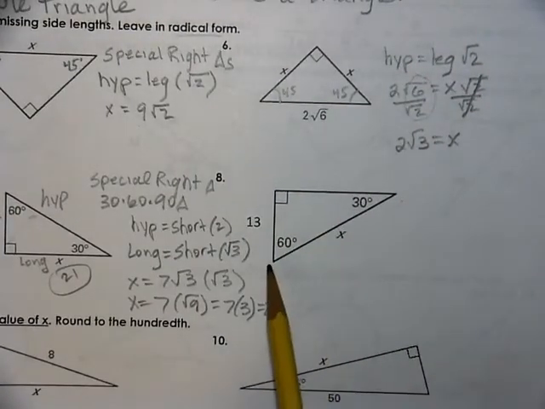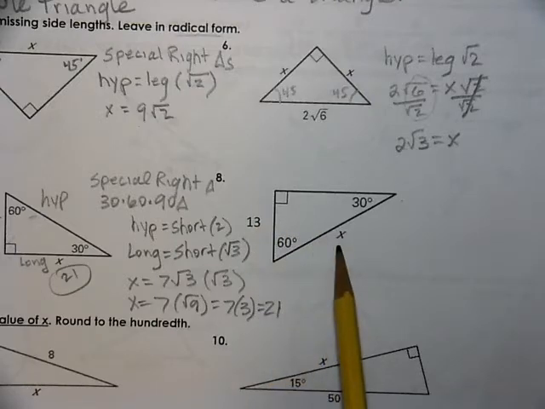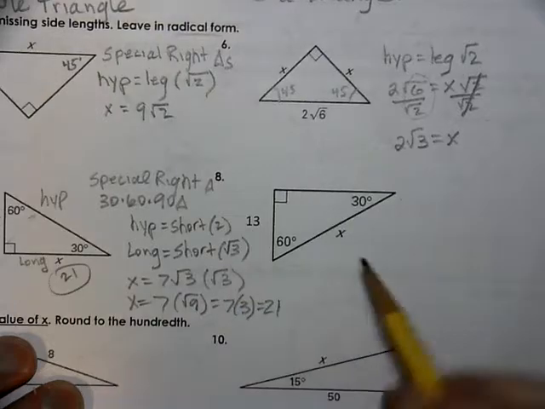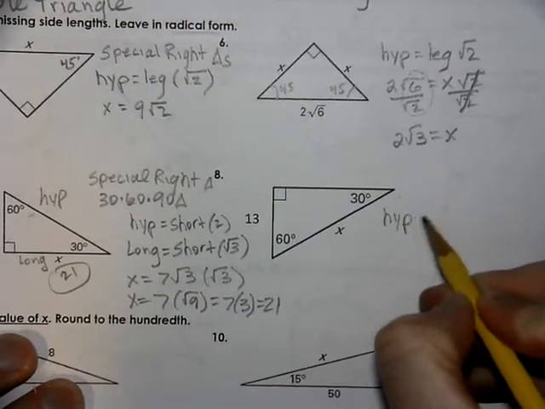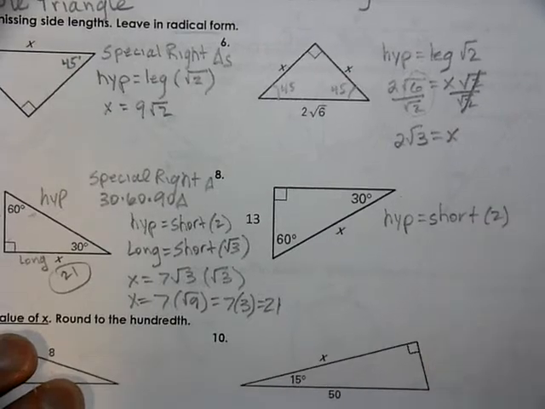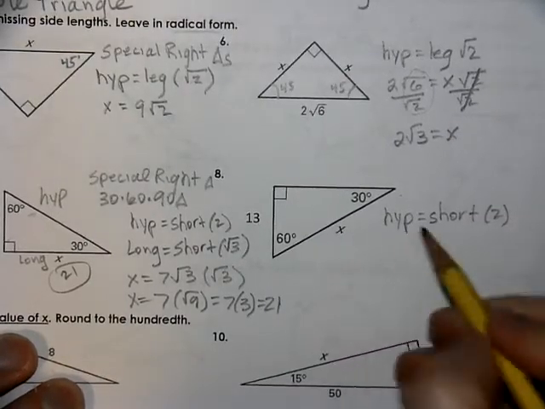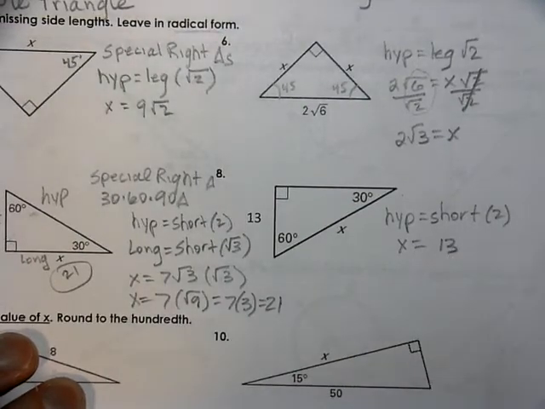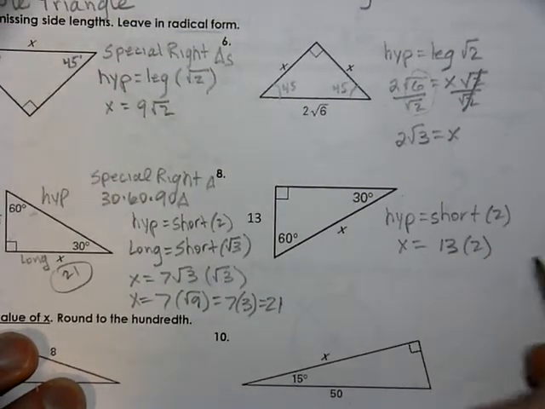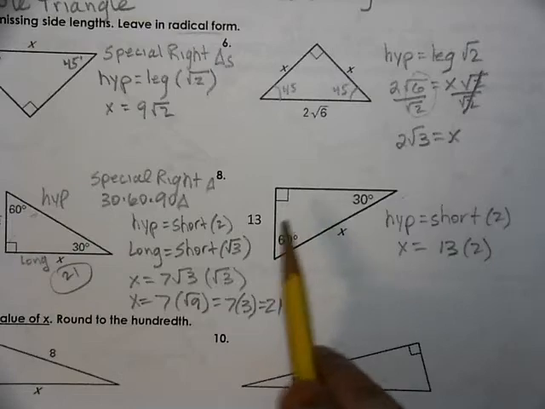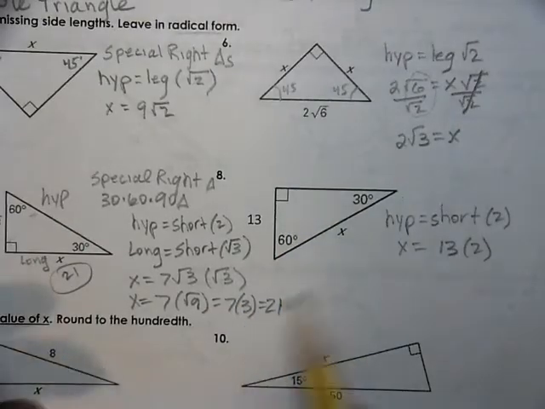Here we also have a 30, 60, 90 triangle. This time we're looking for the hypotenuse. So we're going to use the hypotenuse formula. So your hypotenuse is your unknown. Your short leg is 13, times 2. That's telling us that the hypotenuse is always twice the size of the shorter leg in a 30, 60, 90 triangle.